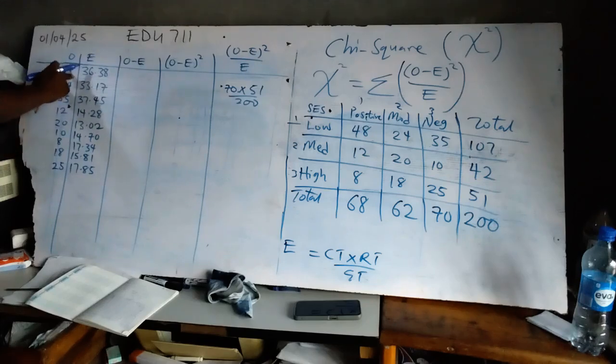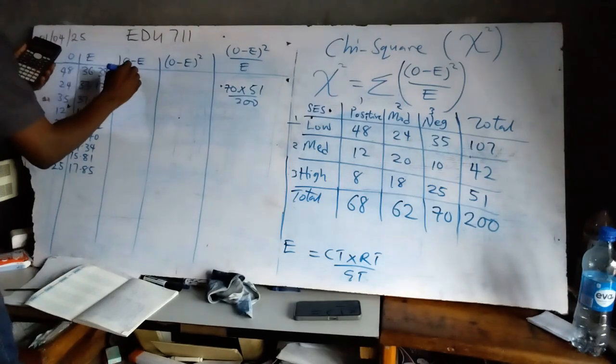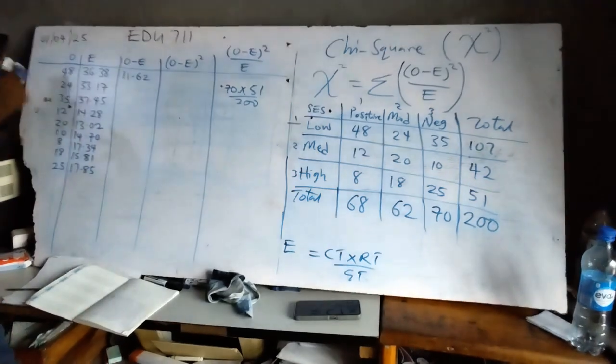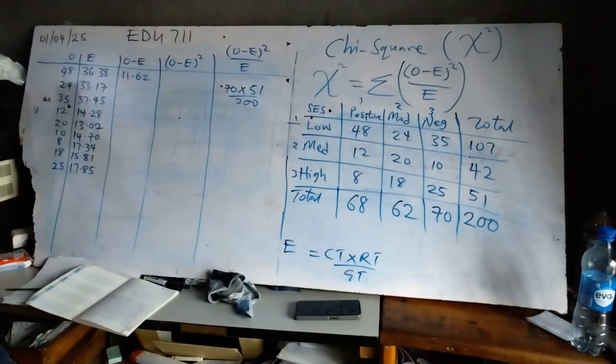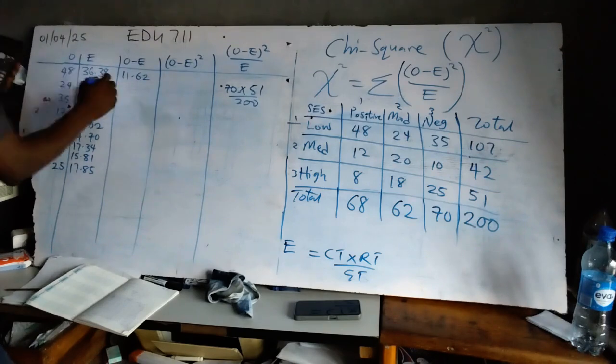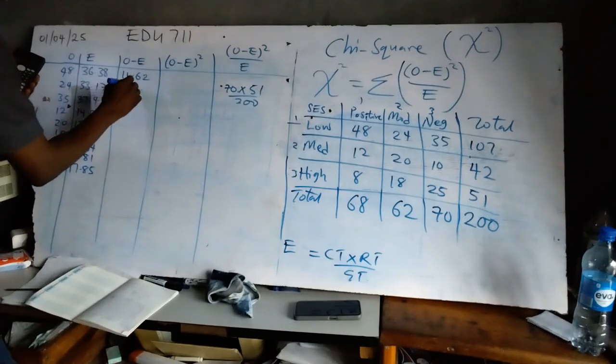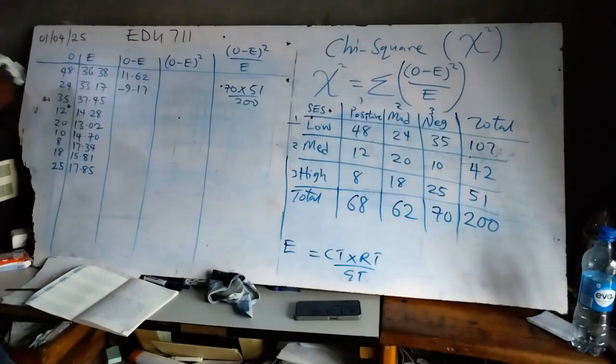So now the next, you can see that is simple. So the next is this, O minus E. So let's start. 48 minus 36.38. That is equal to 11.62. 24 minus 33.17 equals minus 9.17.